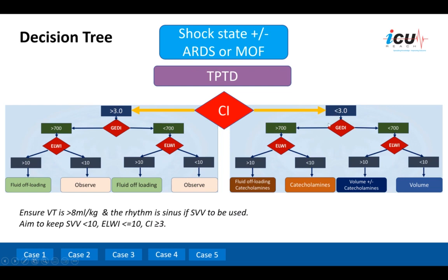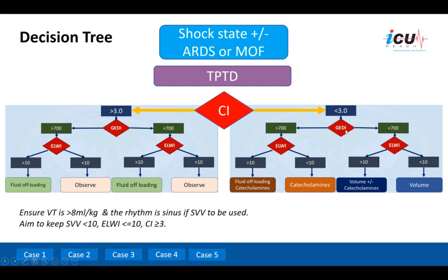You look at the preload. Are we dealing with decreased preload? If the global end diastolic index is less than 700, that means that the preload is decreased. Before you give fluid to the patient, you want to know the extravascular lung water index. If that index is less than 10, you can safely give the patient fluid. If it is more than 10, you can be cautious in giving the fluid to the patient, and you can add catecholamines to your patient's management plan.